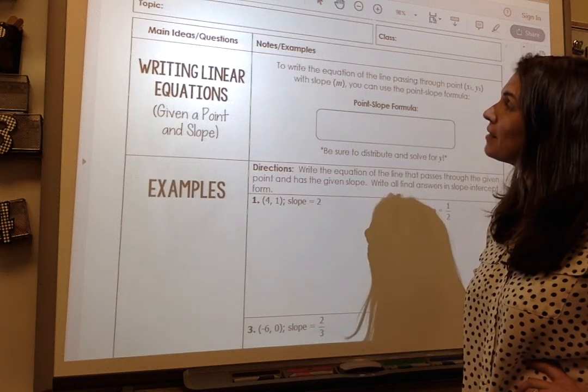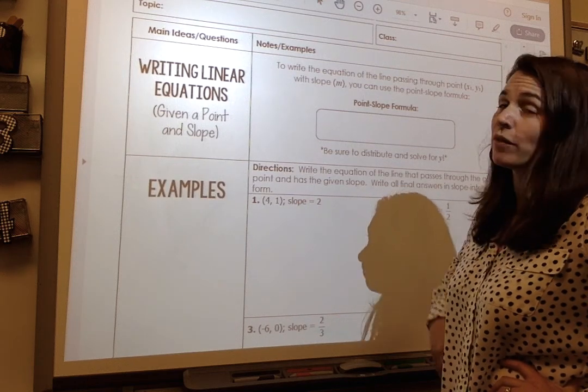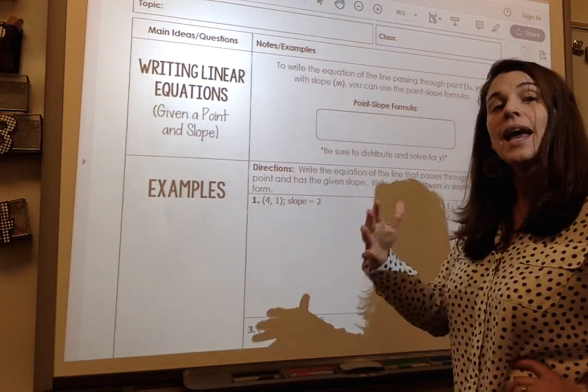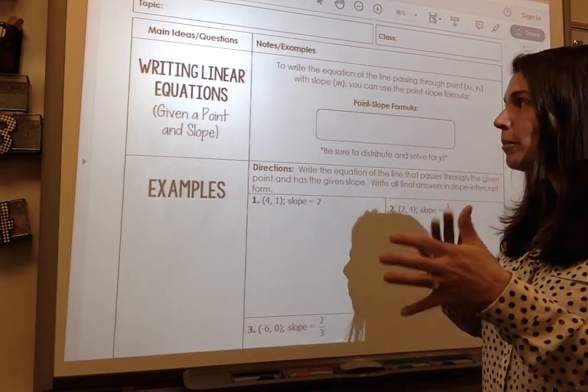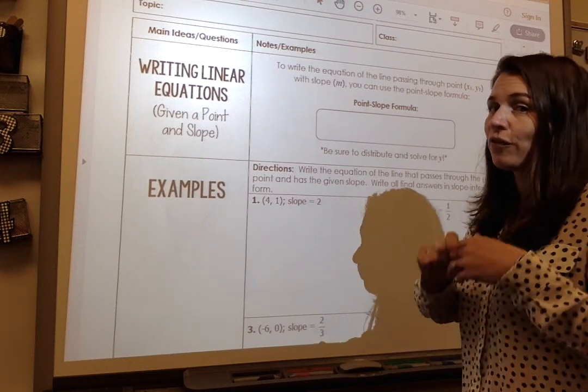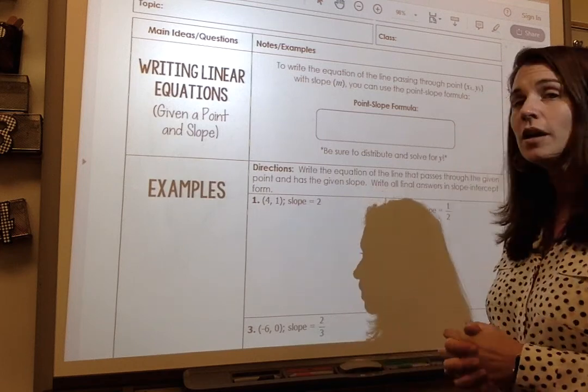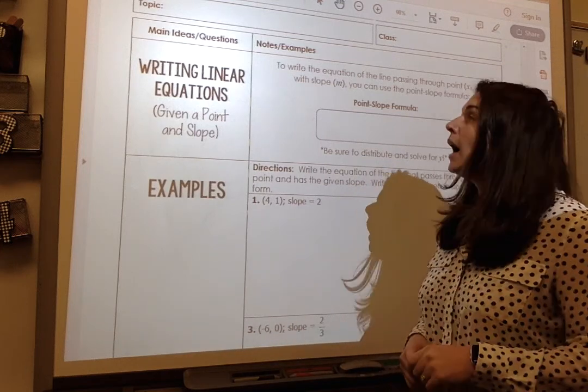Here we go, guys. This lesson is writing linear equations if I give you a point and I give you a slope. So now we're going to piece it together and give a linear equation. This corresponds with homework 4.6. There are two ways we're going to do it.